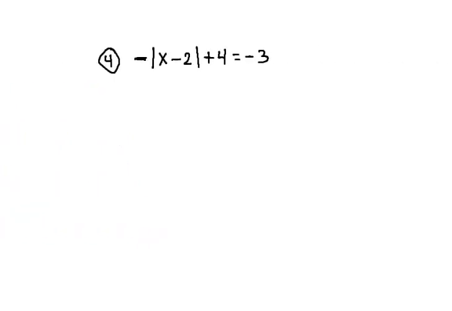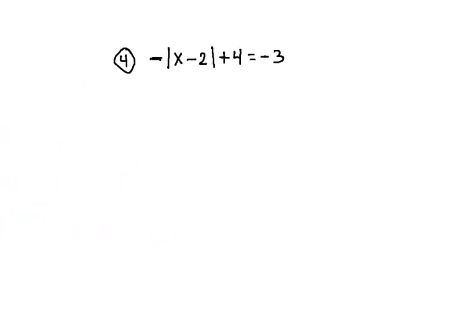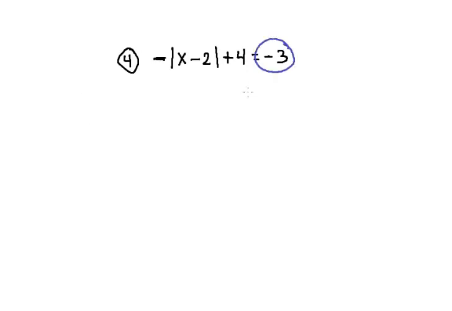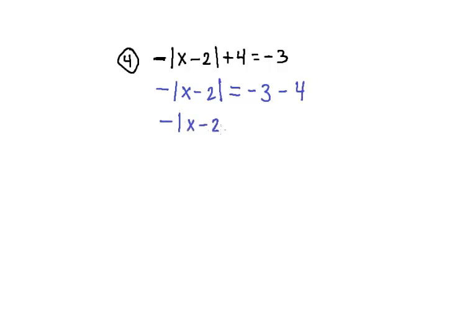Let's do another example. We have this exercise here. You might see a negative on this side and feel tempted to say, oh, no solution. No. Make sure you leave the absolute value alone first. So, minus absolute value of x minus 2. This plus 4, I'm going to move it first to subtract. So it's going to be minus 3 minus 4. So minus absolute value of x minus 2 equals minus 3 minus 4, which will be minus 7.